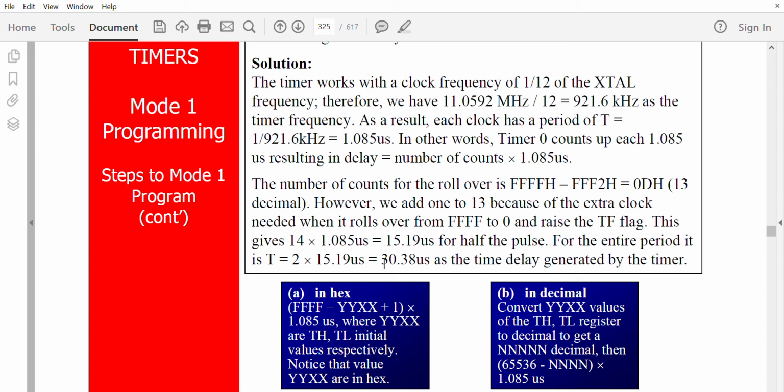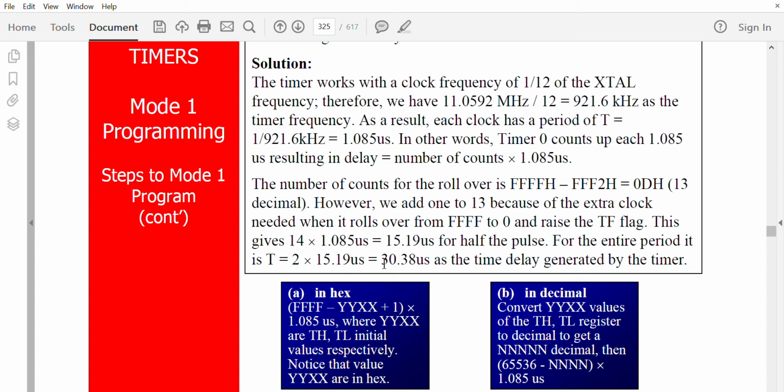So what is the general rule? You have an initial value loaded. In these cases, you are not considering how many machine cycles it takes for a particular instruction to be executed. That is not taken here. In this case, we are only taking the counter values, the timer values. So initially, the timer was loaded with a particular value THTL. FFFF minus that initial value plus 1 for the 0000. So that is the total number of counts.